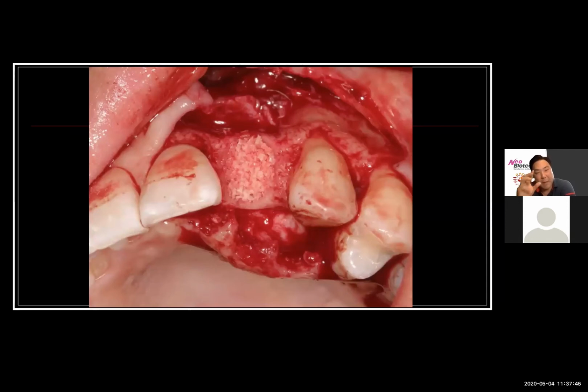So for this case, because of this deficiency of soft tissue, we wanted to try and maximize soft tissue support as well. So we're going to graft not just hard tissue, but we're going to do some soft tissue augmentation as well. So here's bone graft placed inside the socket. And then what I did was I initiated a pedicle flap from the palatal, because I want to bring this pedicle of connective tissue over so I can try and improve the biotype of this site.